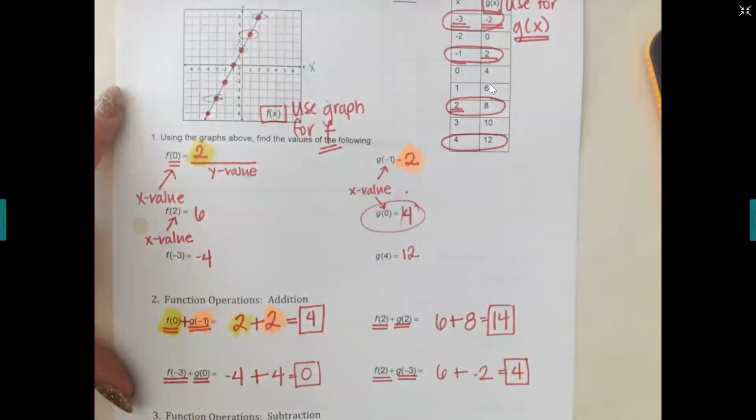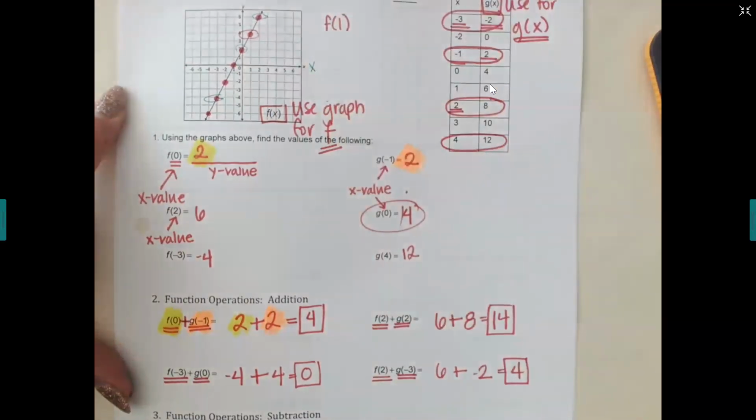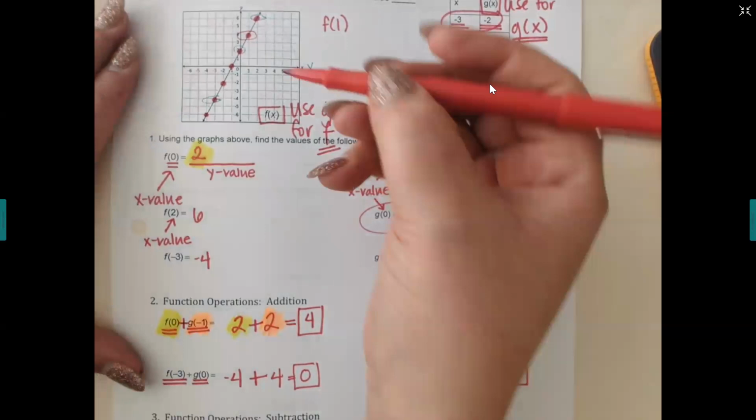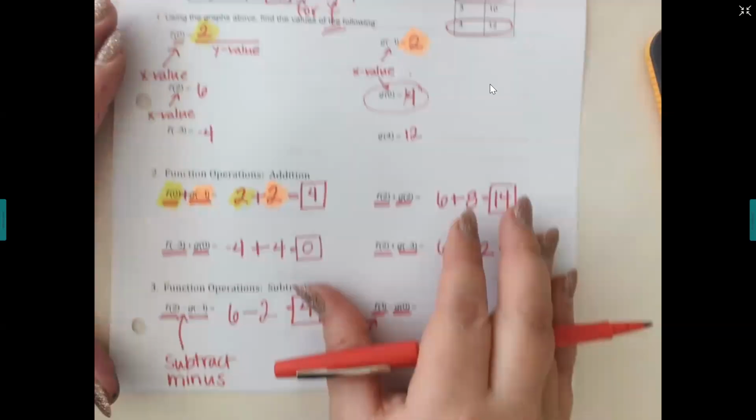So we're finding f of 1. That's the question. So you're going to start at 1 and then you're going to trace up to see how many boxes. If 1 is here, how many up do I have to go to get to the dot? How many boxes? So you're going to go up 1, 2, 3, 4. That's where we're getting that.